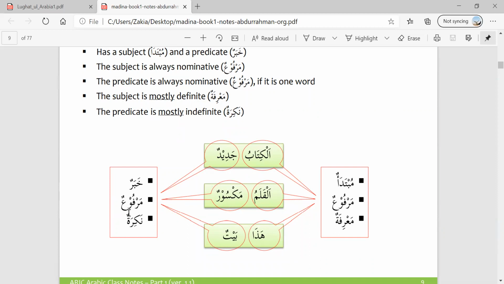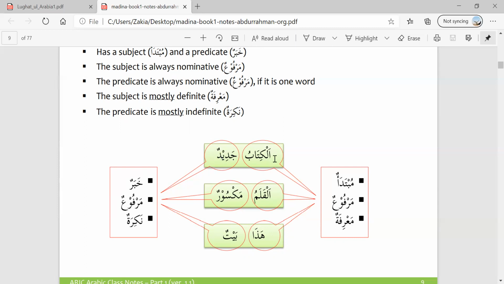And here the khabar is marfu'un again, because it ends in a dhamma, but the only difference is it ends in a double vowel. And we already said anything with a double vowel becomes nakira, indefinite. So, al-kitabu, the book, is new. Here we use it as nakira because it's coming after, it's a khabar. That's why we put it in indefinite.